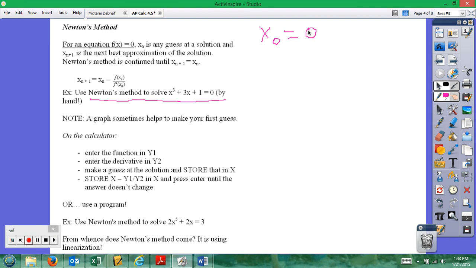Now, if you look at the formula here, it says x sub n plus 1 equals x sub n minus f of x sub n over f prime of x sub n. And so you're taking your guess and you're generating a better guess. So we'll call that better guess x sub 1. So that's the n plus 1 there. That's the subscript. Remember, subscripts are labels, nothing to calculate. And it says take your guess minus your original guess plugged into the function divided by your original guess plugged into the derivative.